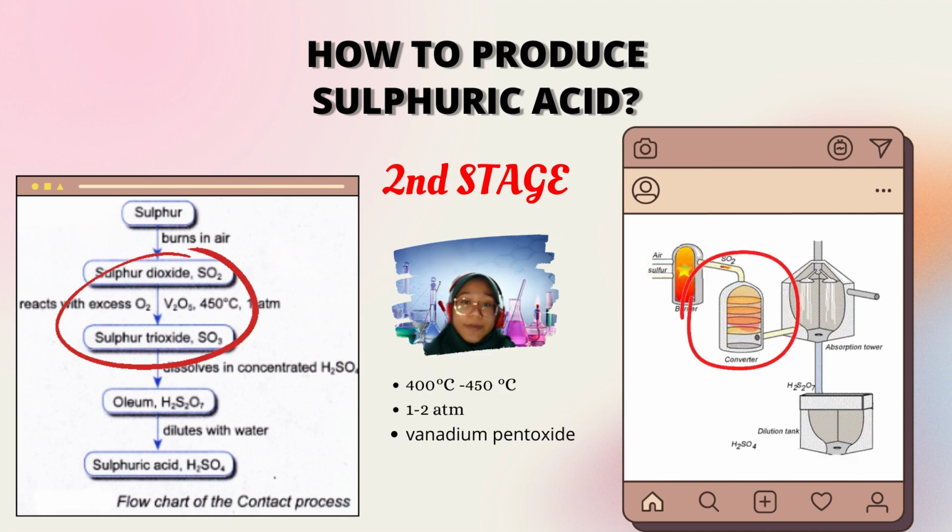The second stage is the preparation of sulfur trioxide. Sulfur trioxide is formed when sulfur dioxide reacts with oxygen at a temperature of 400 to 450 degrees Celsius and at a pressure of 1 to 2 atm in the presence of vanadium pentoxide as the catalyst.